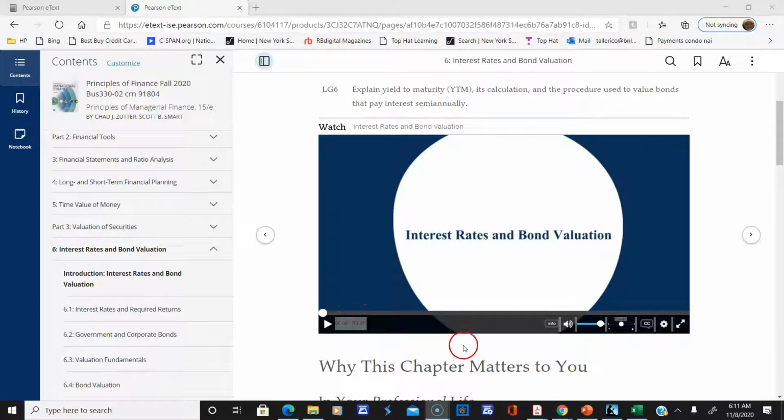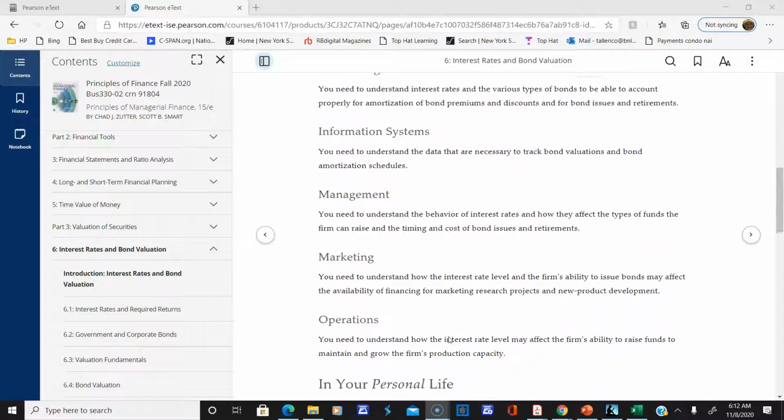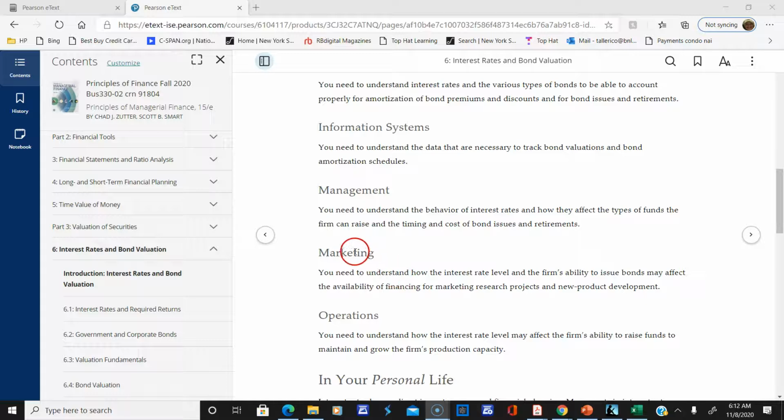So I just wanted to go through that snippet with you there. Okay, so let's go through some of these items here. And the first thing you've got to know is we have to understand how interest rates behave in the economy. And interest rates are a very dynamic thing. They change all the time.